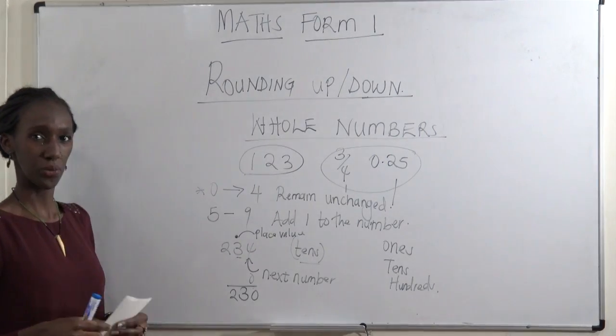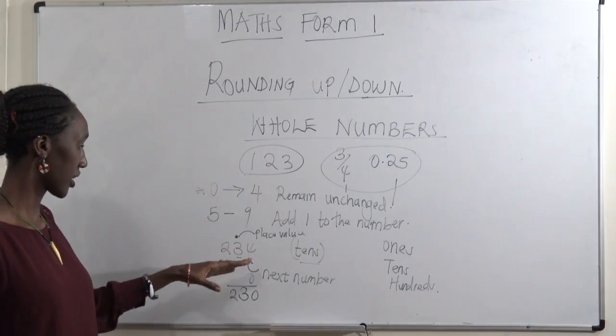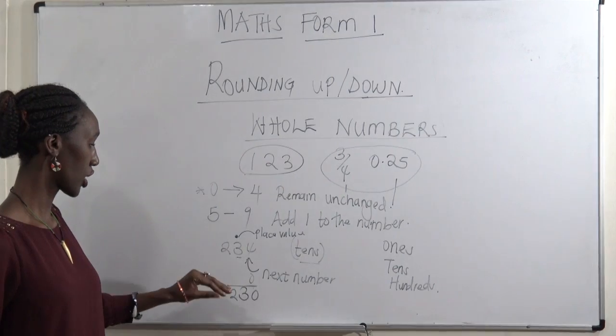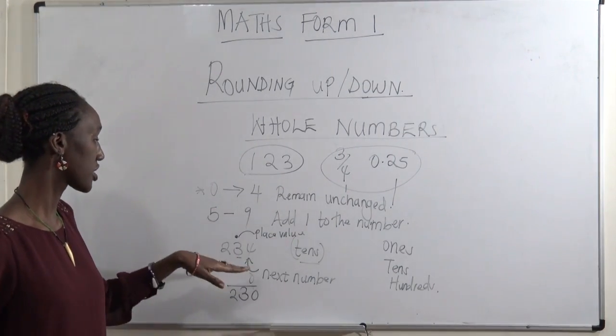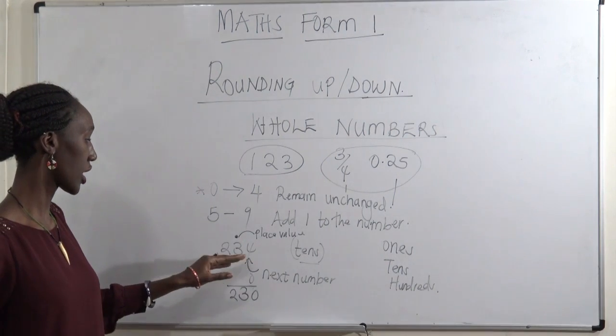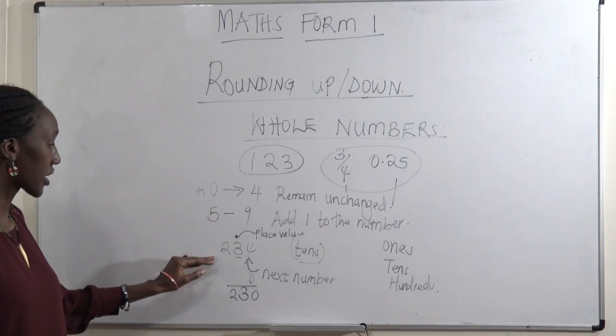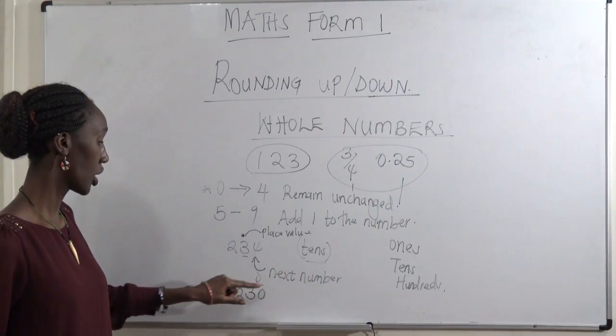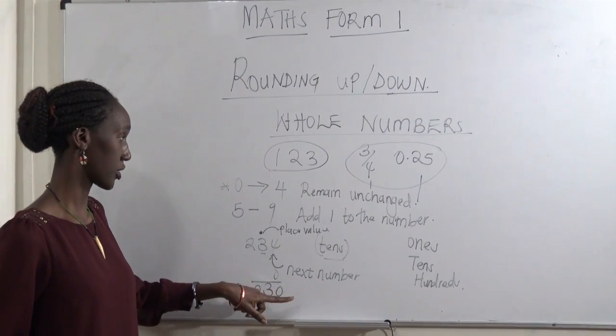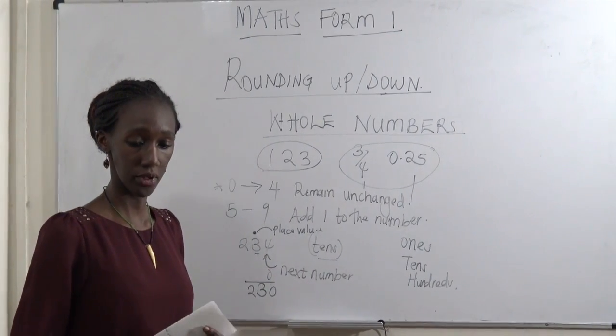So in real sense, if you ask yourself, 234, is it nearer to the tens of 30s or 40s? It's not nearer to the 40s. So it's nearer to the 30s. So 234 to the nearest tens is going to be 230. So let us look at more examples.